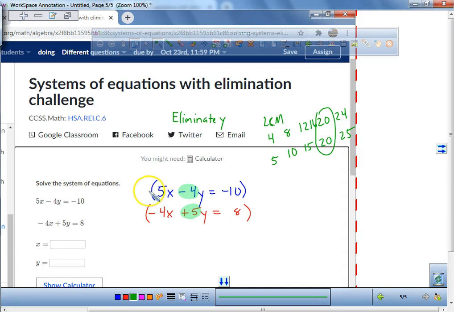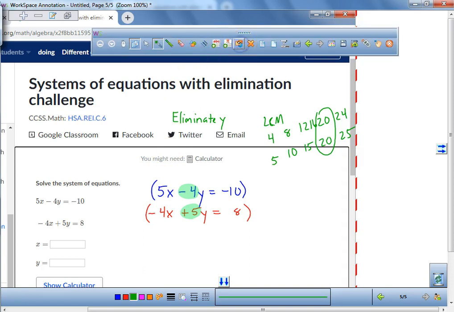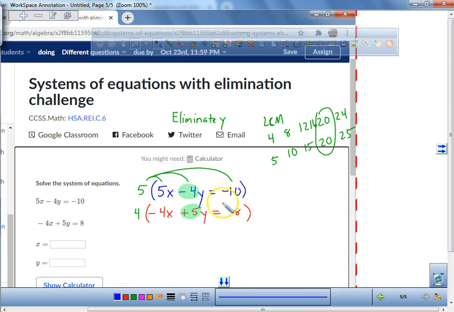Okay? So right here, if I put a 4 here, no, my bad, I'm thinking about the x's again, sorry. If I put a 5 here and I put a 4 right here, look what happens when I distribute a 5 throughout this entire expression. So we got 5 times 5, which is 25. And then we get 5 times negative 4, which is negative 20. Then we get 5 times negative 10, which is negative 50.